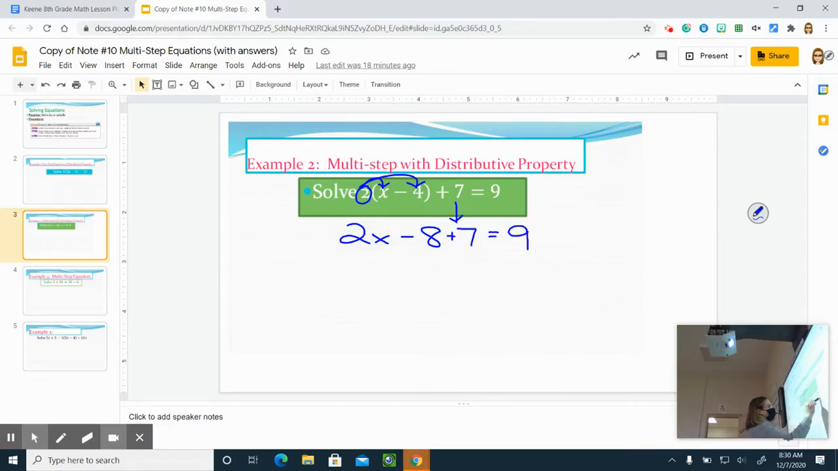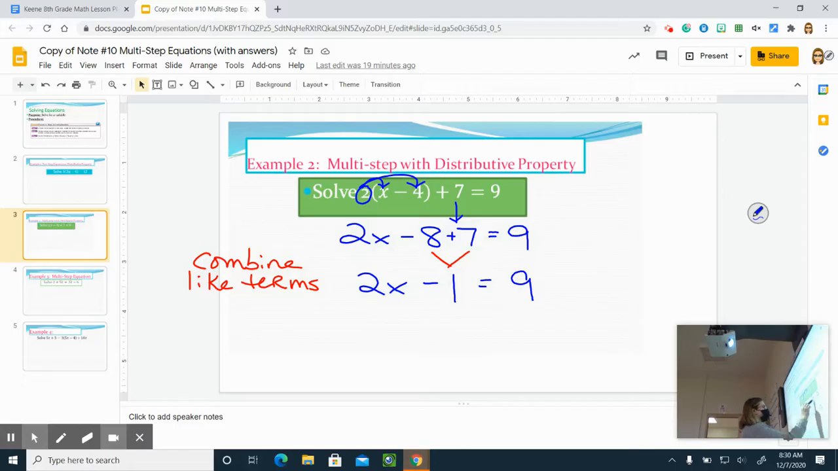Okay, so when you have terms that are alike and they're all on the same side of the equal sign, you need to combine them. It's called combine like terms. So this becomes 2x. I'm going to combine -8 plus 7, which is -1, equals 9. All I did was take -8 and combine it with 7.